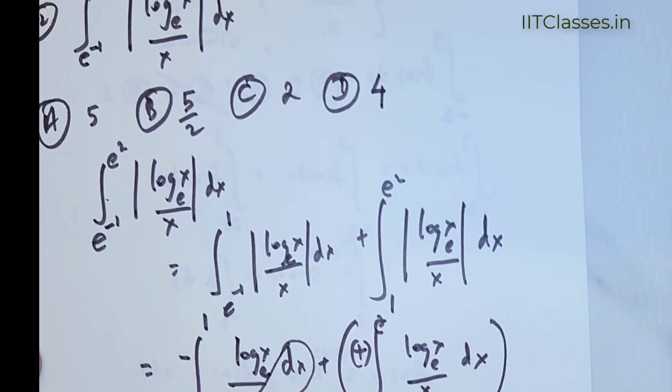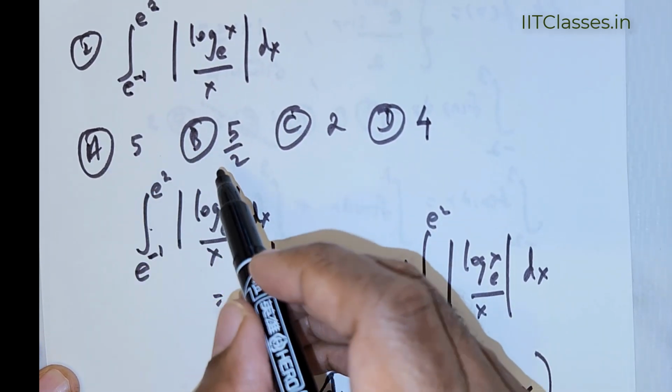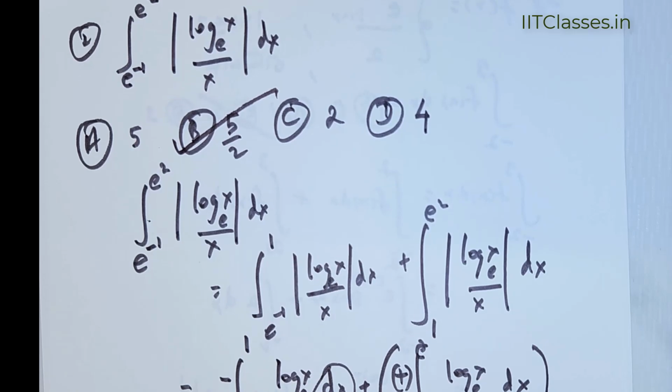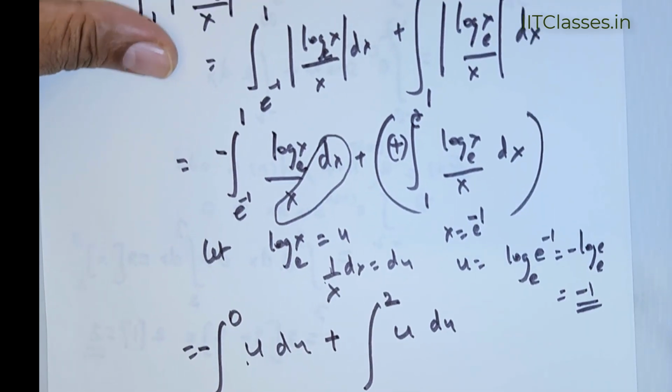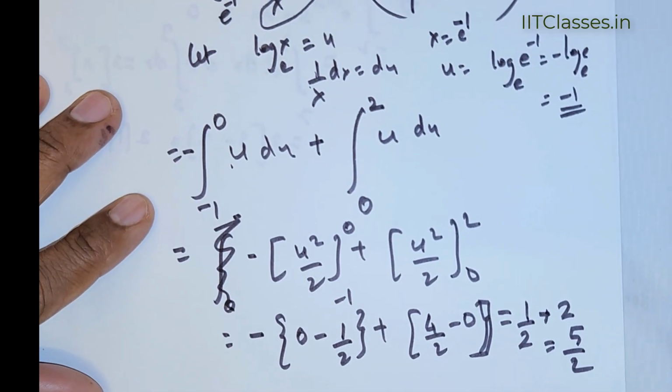So go back and you check, is it A? No. Is it B? Yes. 5 over 2 is the correct solution for this question. So we move on to the next one.